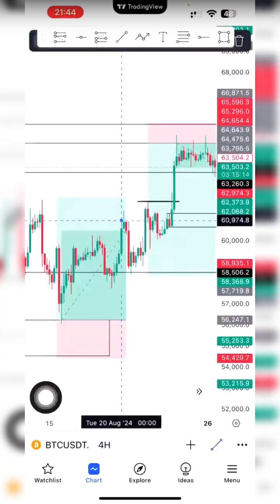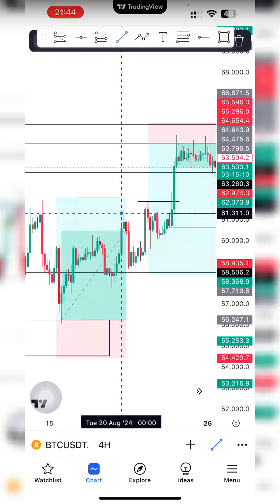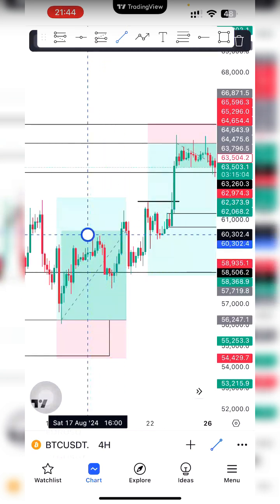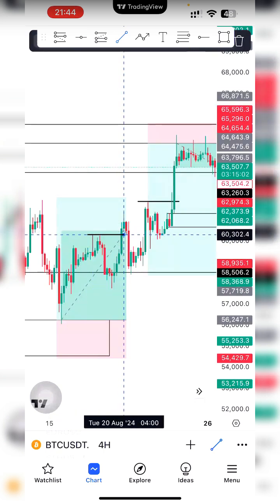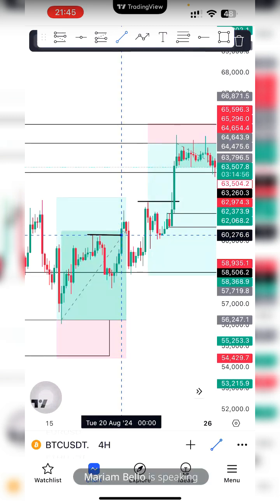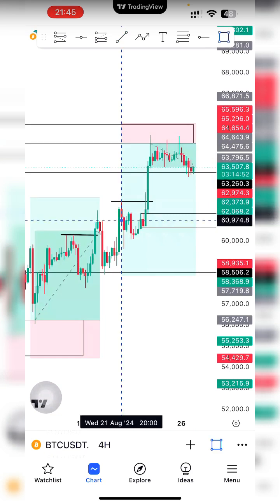You can see that the market came back up. It came down, then it went up. Look at the impulsive move, guys. You can see that there's a break of structure here, right? Do you agree with me? So once I mark the break of structure, what's the next thing I will do?